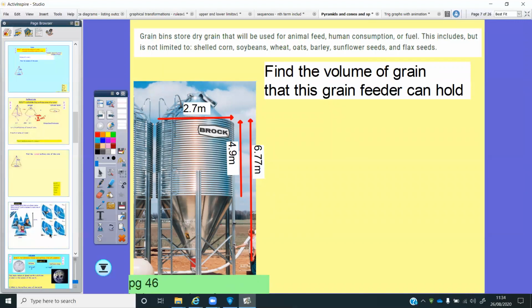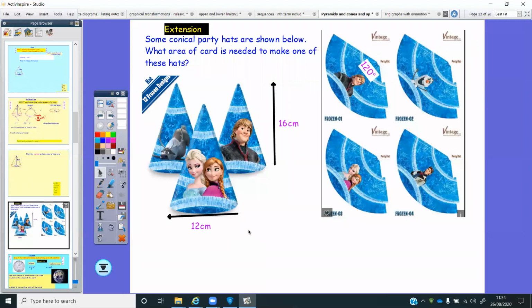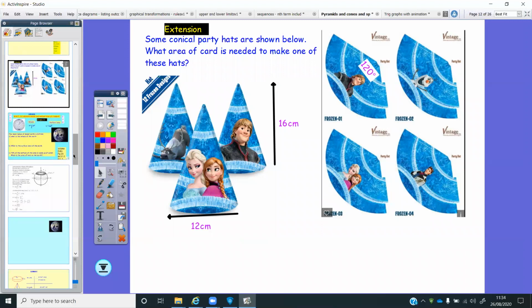Okay, what else have we got? We've got conical party hats. So the Frozen theme always gets a bit of a laugh. There's enough information there to work out the area of card that's needed for one of these hats, from knowing about the curved surface area of a cone. Again, just a little bit of thought, a little bit of research, and you'll get something that is applicable to what they do in their own lives. Maybe not all Frozen fans, but that's sort of an ironic question, I suppose.